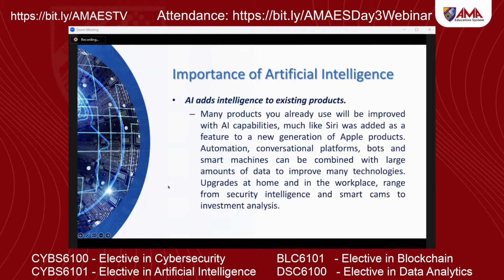Next, we also have AI adds intelligence to existing products. So many products you already use will be improved with AI capabilities, much like Siri was added as a feature to a new generation of Apple products. So automation, conversational platforms. We also have bots, which you usually use. We have the smart machines, which can be combined with large amounts of data to improve many technologies. So upgrades at home and in the workplace range from security intelligence and smart cams to investment analysis.